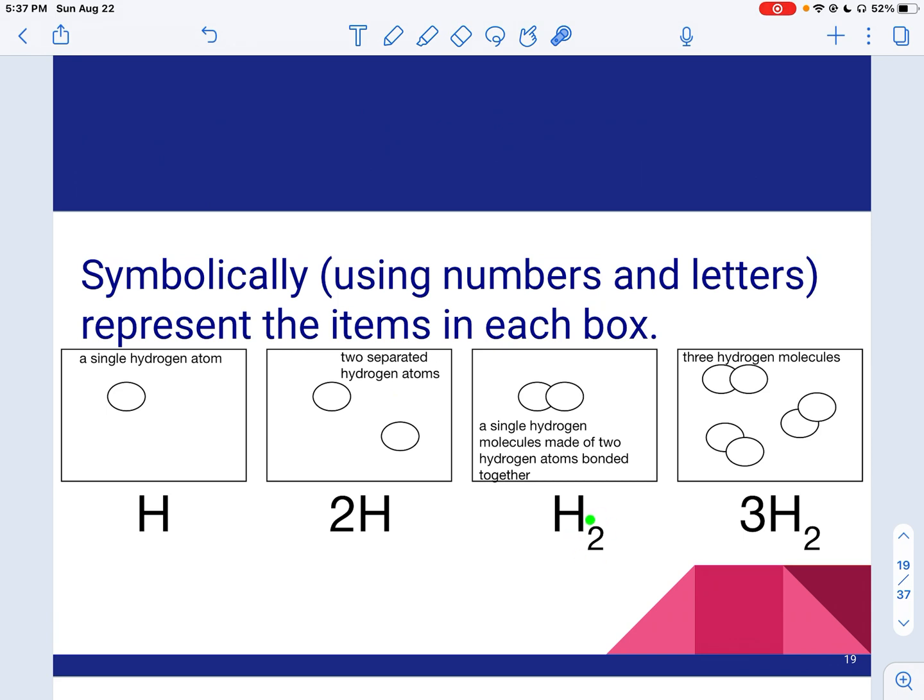H2 with the subscript, that means they're bonded. So here they're overlapping. Usually you'll just see them touching, but here they're overlapping. That shows you that they're bonded, which in our formula is a subscript. And then for 3H2, you have three separated H2 molecules. So the two circles are bonded, and then that happens 3 times.